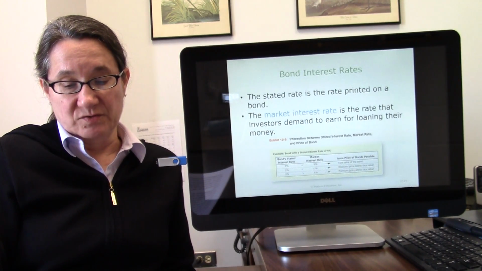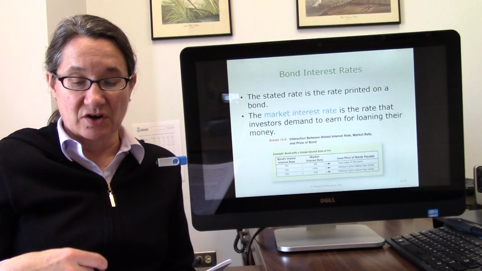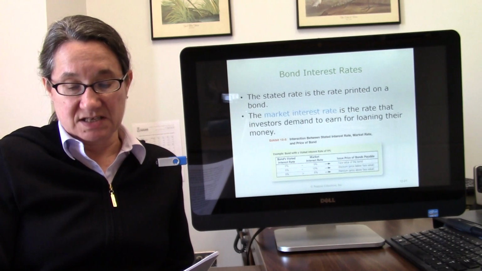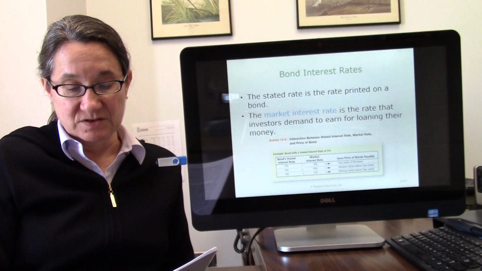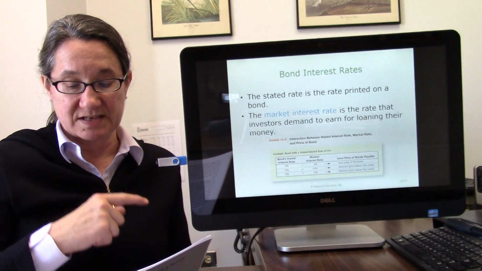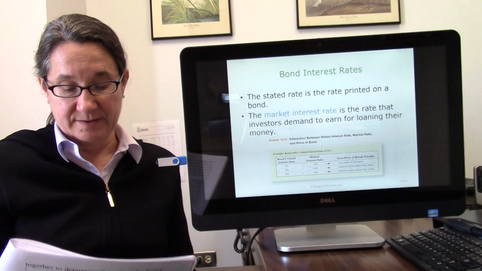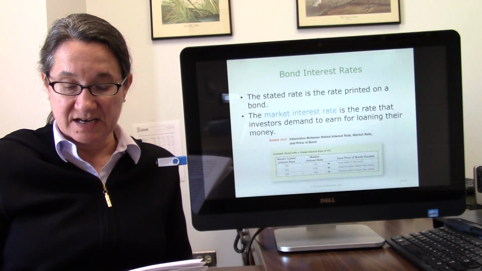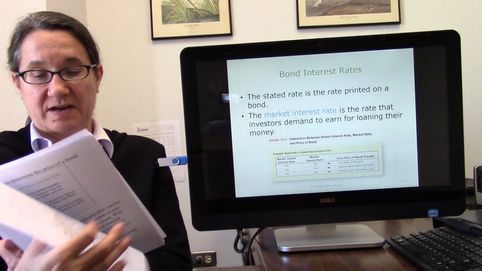The market interest rate, also known as the effective interest rate, is the rate that investors demand to earn for loaning their money. The market interest rate varies constantly. A company may issue bonds with a stated rate that differs from the market interest rate due to the time gap between the time the bonds were printed, showing the stated rate, and the actual issuance of the bond. Exhibit 12-5 on page 604 shows how the stated interest rate and the market interest rate work together to determine the price of a bond.